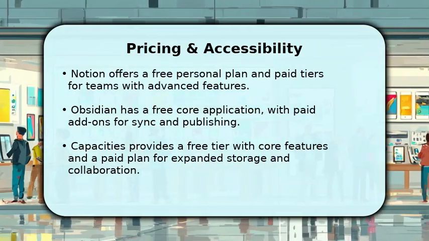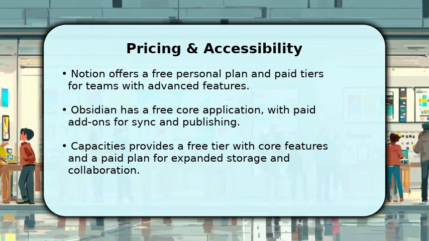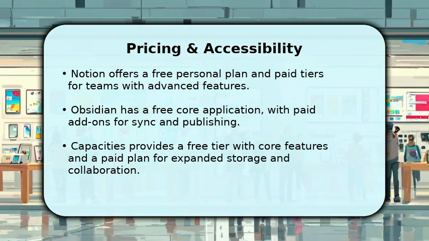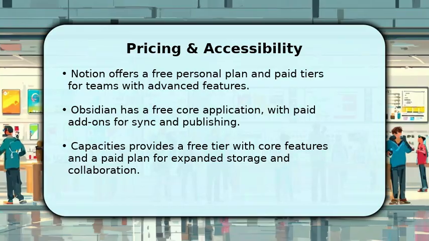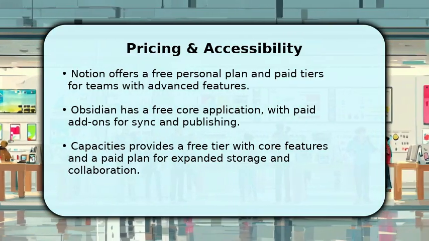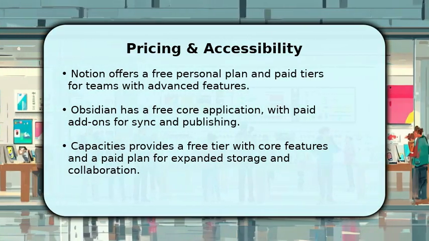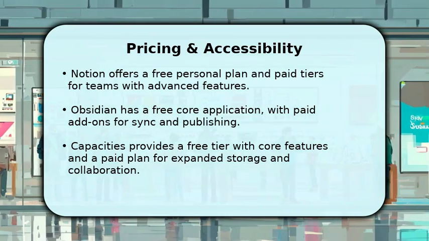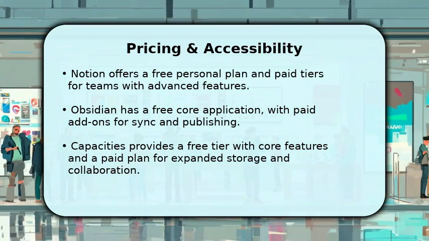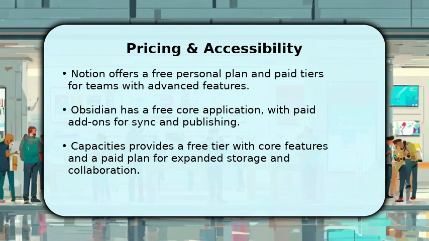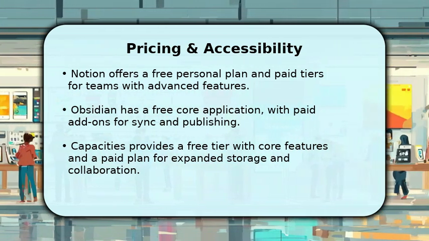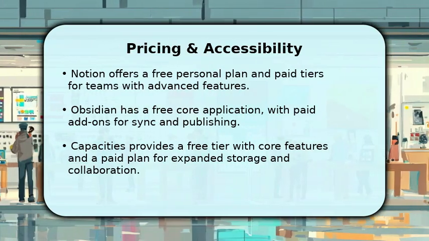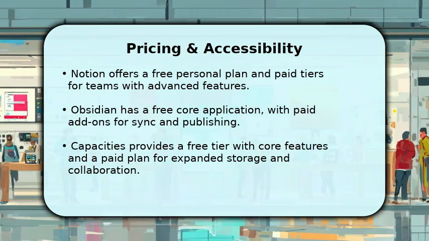Finally, let's consider pricing and accessibility. Notion offers a generous free personal plan, with paid tiers starting around $8 per month for teams. Obsidian's core application is free, with optional paid services like Sync and Publish. Capacities provides a free tier for essential features and a paid plan, typically around $12 per month, for expanded storage and advanced collaboration. Each offers accessible entry points for different user needs.